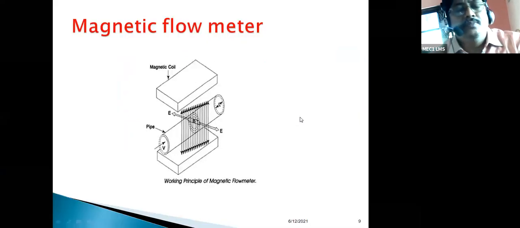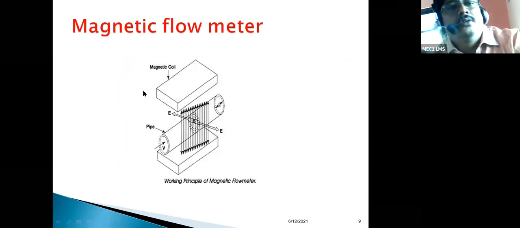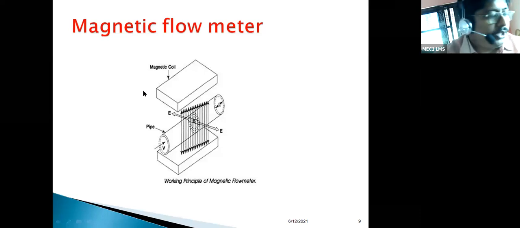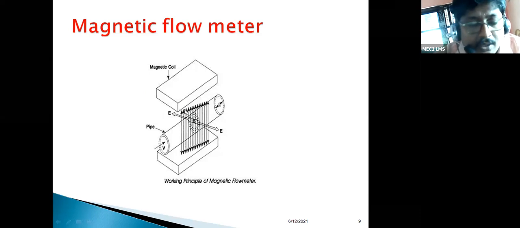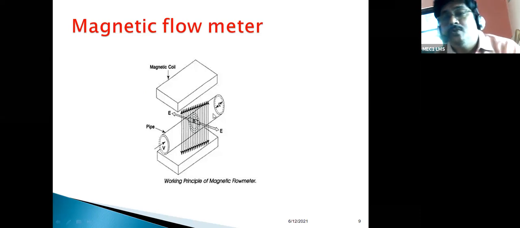So this is a very simple magnetic flow meter. In this, we will discuss the magnetic flow meter. This is also a very simple instrument. This magnetic flow meter works on the principle of Faraday's law of induced voltage.